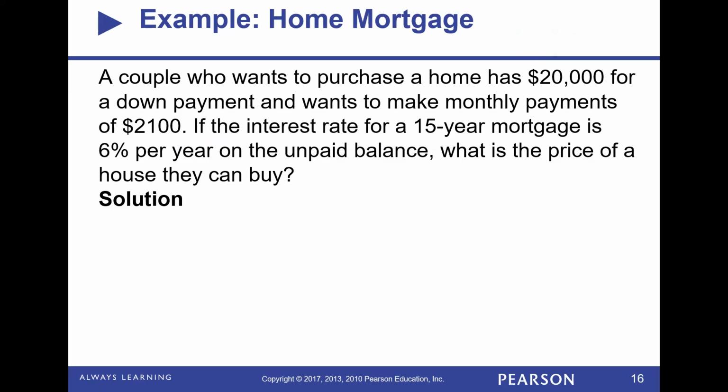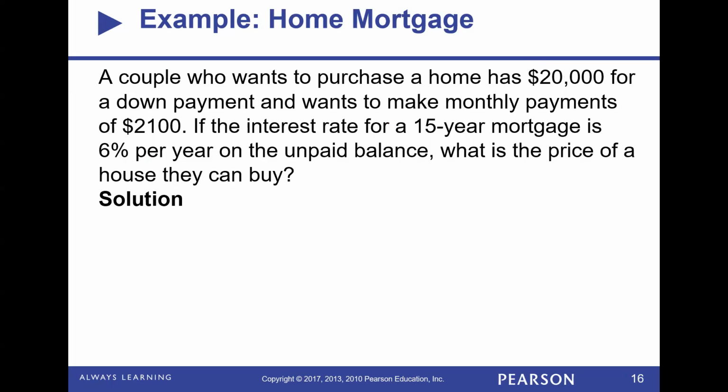So the first thing we have to talk about is they're wanting to buy a house, right? But even though they're wanting to buy a house, they want to make monthly payments, and they want to make monthly payments of $2,100 a month. But they only want a 15-year mortgage, and the 15-year mortgage is going to be 6% per year on the unpaid balance. So what is actually the price of the house that they can pay?